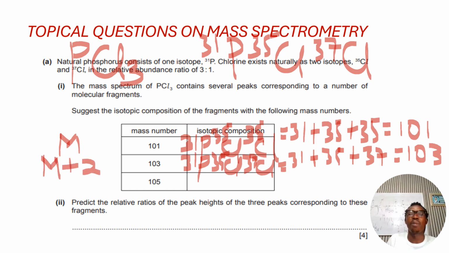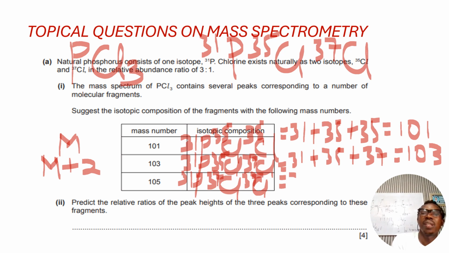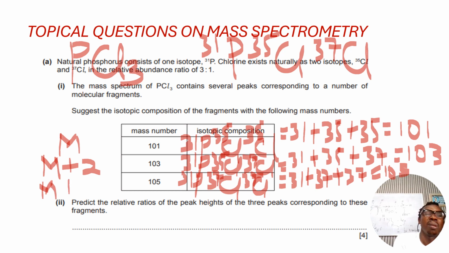Then for 105, you have phosphorus 31, chlorine 37, and chlorine 37. So by the time you add, you have 31 plus 37 plus 37, which equals 105. So it's as simple as ABC. This one will be the molecular ion plus 4 peak. So it's as simple as ABC.